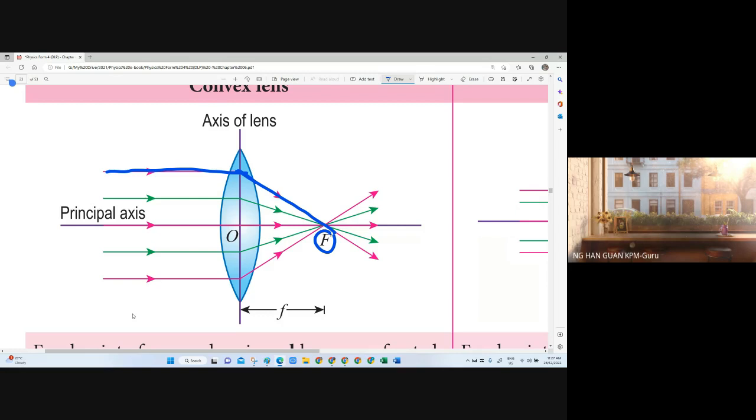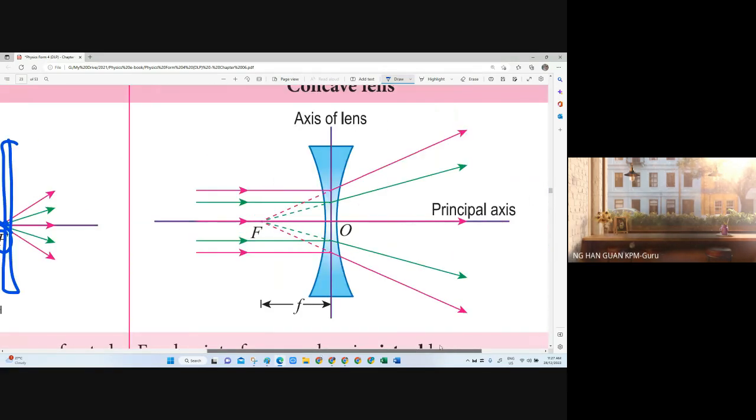And this focal point we call the real focal point because of what? There is light hitting this point. So when you put a screen here, the light will hit the screen. So this is what we call real light. We call it the real focal point because the light hits the screen, hits the paper, right?